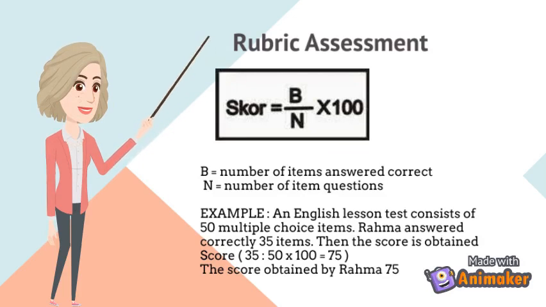For example, an English lesson test consists of 50 multiple choice items. Rahma answered correctly 35 items. Then, the score is obtained.